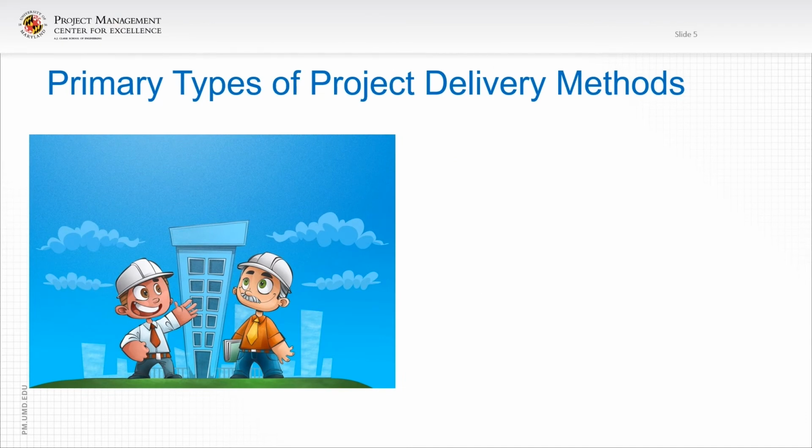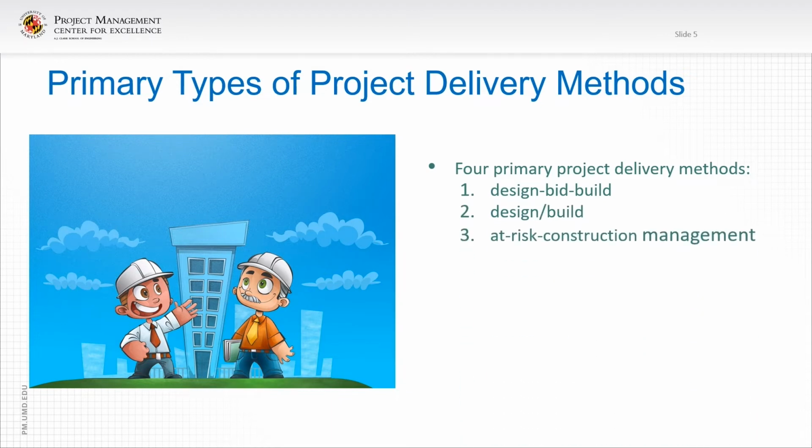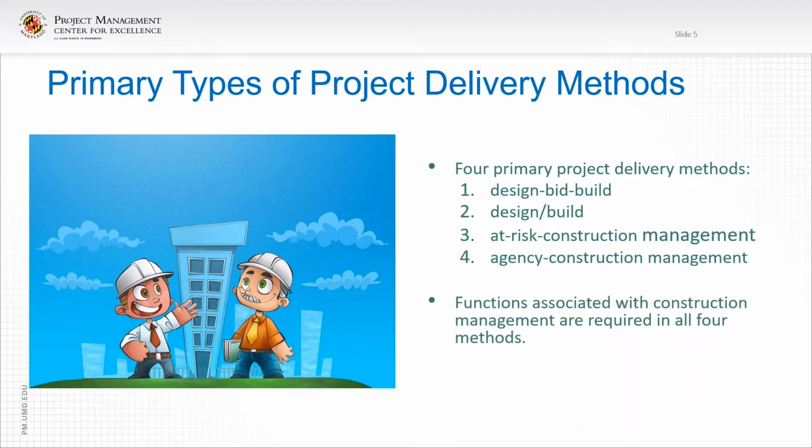The primary types of project delivery methods are as follows: design, bid, build, at-risk construction management, and agency construction management. And we will talk about those a little bit more in detail. And the functions associated with these methods are different, but each one has its advantages and disadvantages. And finally, the next module will cover these project delivery methods in detail.